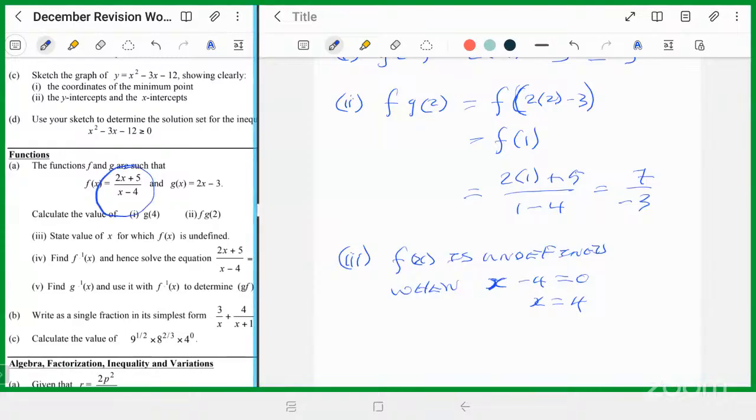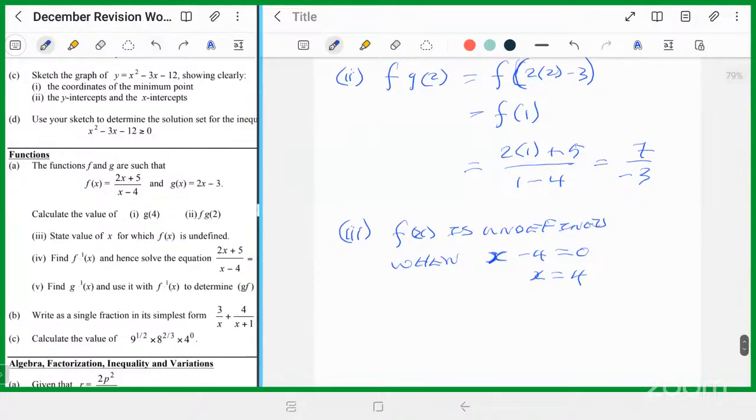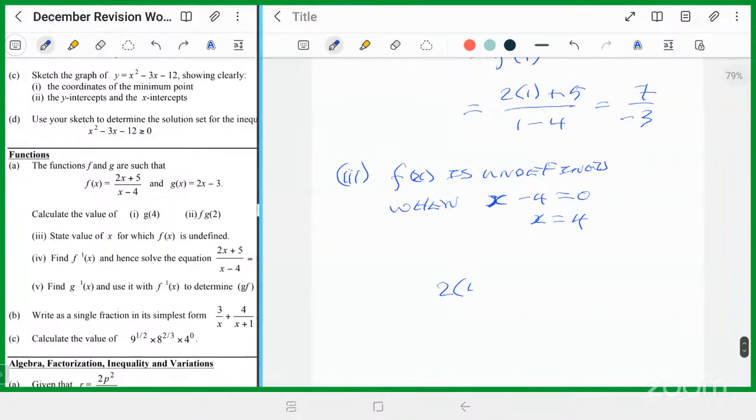If I put 4 on this function right now, let me show you. It's going to become 2 times 4 plus 5 over 4 minus 4. It's going to become, what is this? 8 and 5, 13. It's going to become 13 over 0. If you try this on the calculator, you're going to get an error message because you cannot divide by 0. Alright, so that is why 4 cannot be in the domain. Hence it will not be a function. Alright, so that answers part 3.